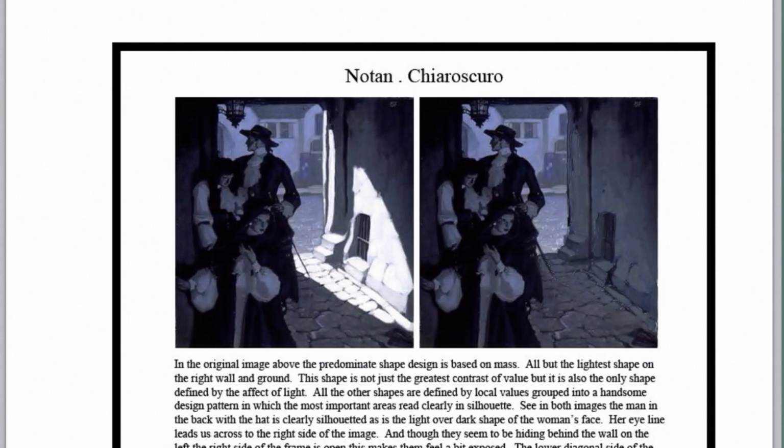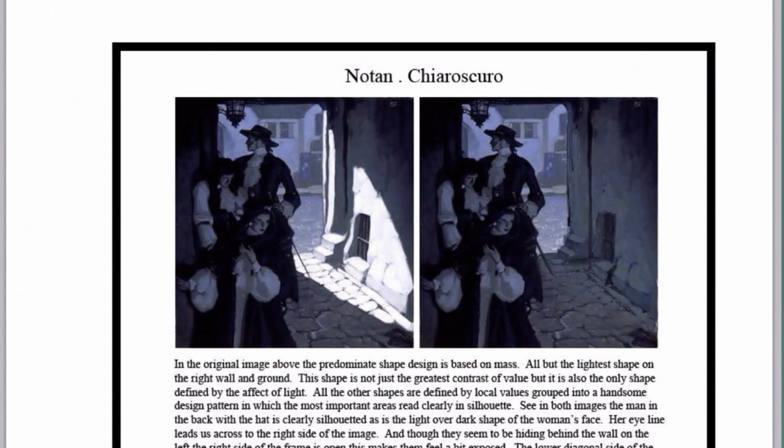So in the first image here, you can read into this, and you can see the original image on the left. The images are based in mass, and the image on the left has that strong form light. That light shape only exists because of the effect of light on that wall. If I didn't have that light on the wall, everything would be mass.